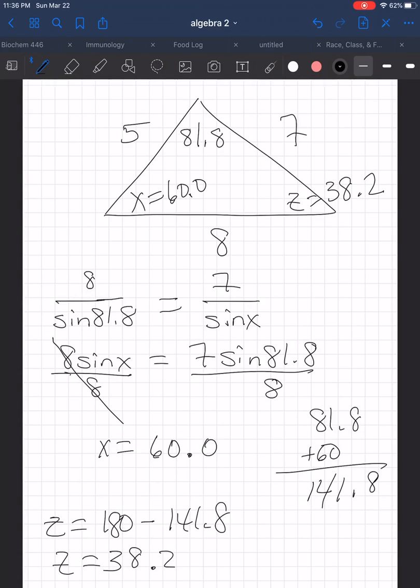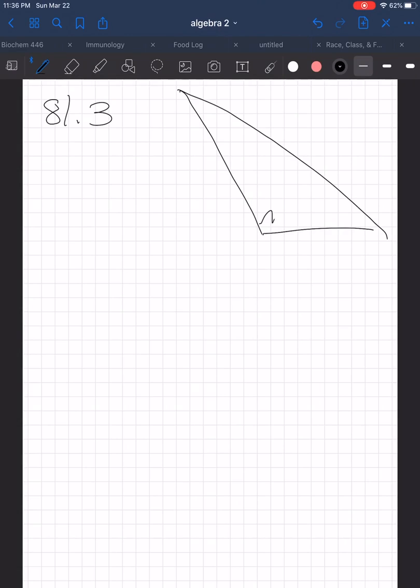All right, now then, let's move on to 81.3. This is on page 491. Again, we've got this triangle that looks something like this. This is M. 14, 10, K, 28 degrees. And this is angle B.